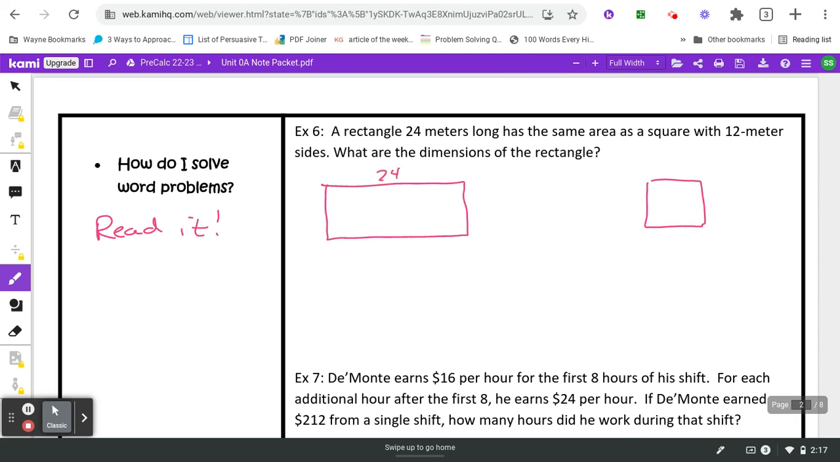So 24 as the length, and I don't know the width, they didn't tell me. And then I've got the square is a 12 by 12, which technically all the sides are 12. I'm focused on the area here, so I'm thinking length times width.